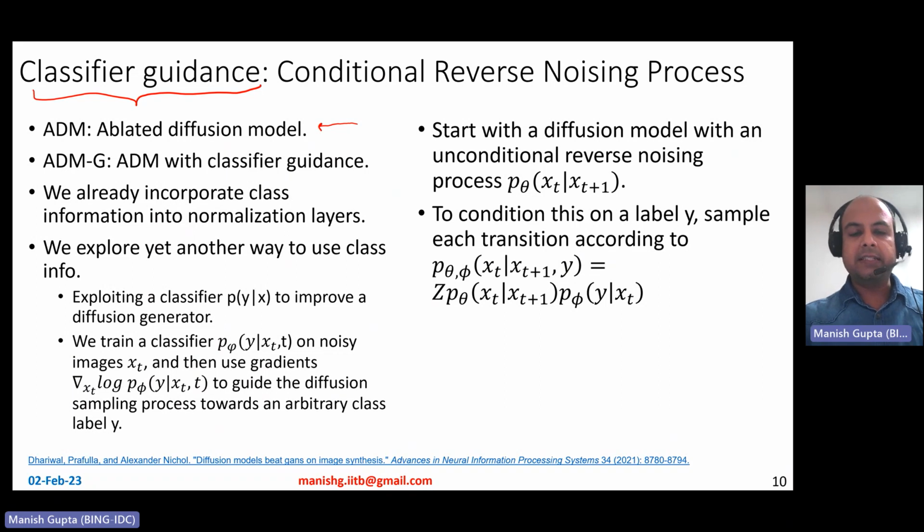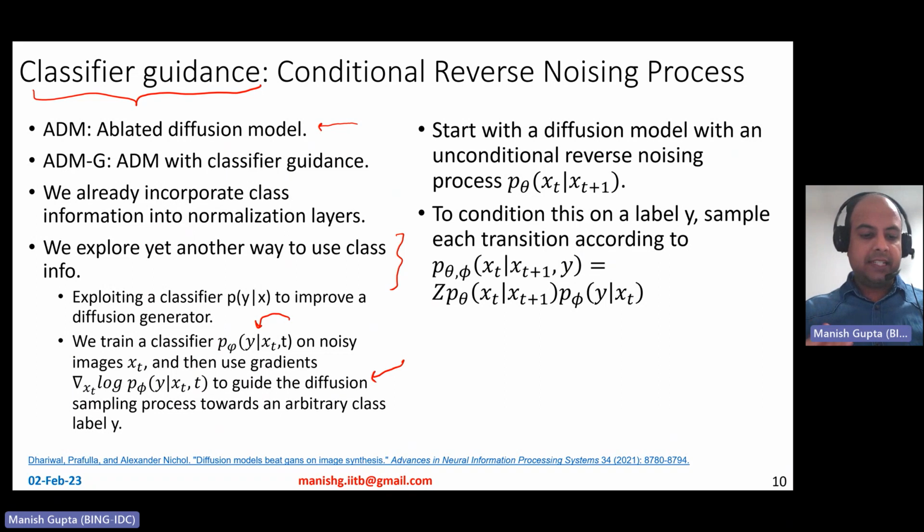For classifier guidance, the idea is to explore yet another way to use the class information. Of course, you can give it as part of the group normalization layers and so on, but there is another way of using class information. You train a separate classifier, which can take any noisy image, any image in that entire Markov chain, and try to classify what class it belongs to. You train this separate classifier on noisy images, and then use the gradients to guide the diffusion sampling process towards an arbitrary class label y.